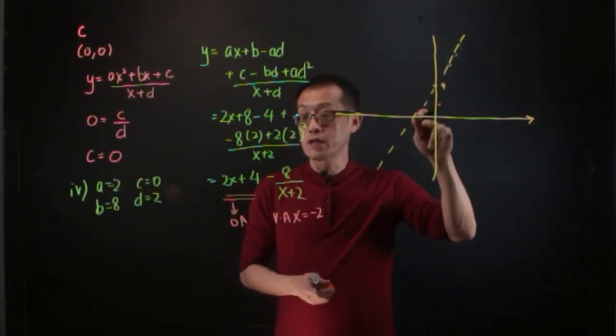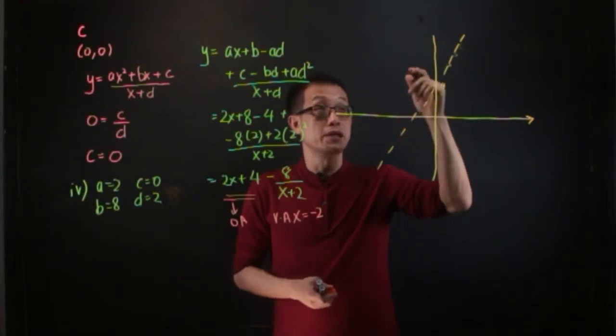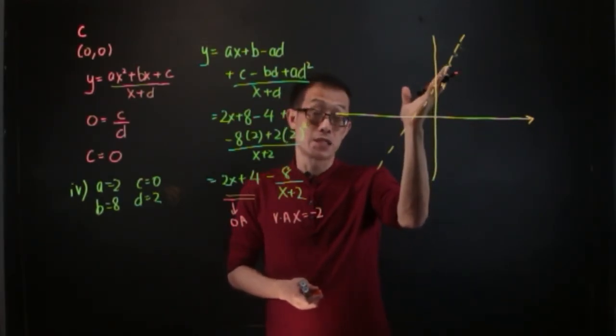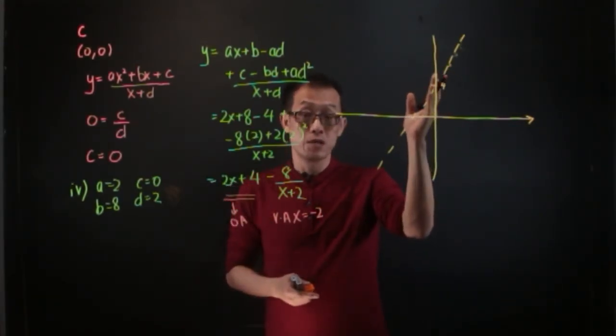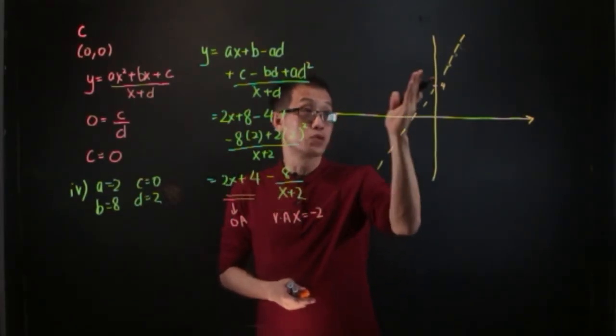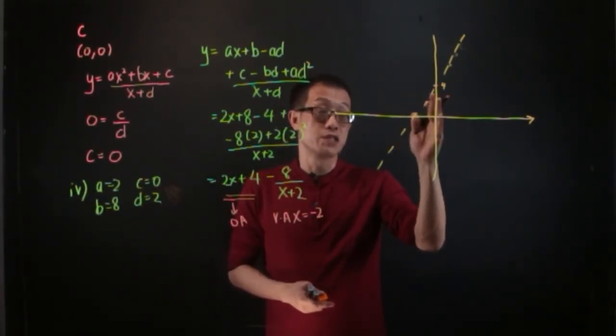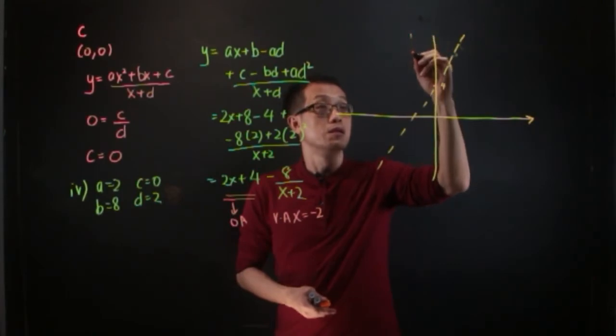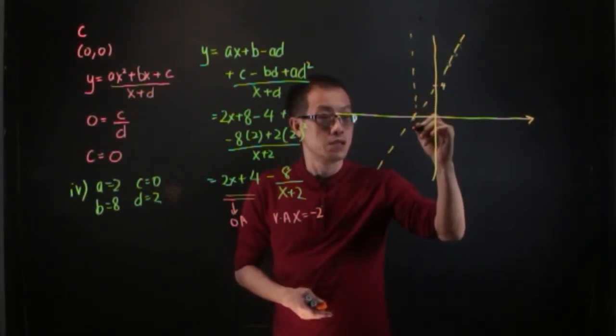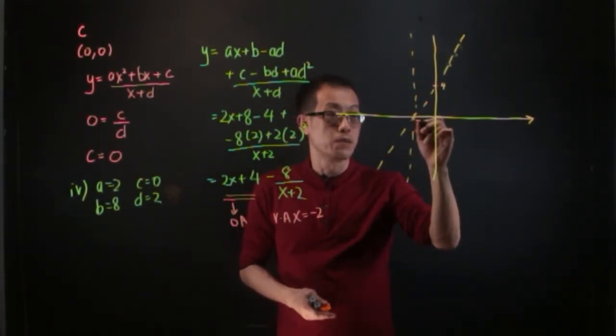Because this gradient is 2, and this is 4, this should be minus 2. Because it's slanting this way, because it's positive. So the gradient is 2, so this one will be twice of this portion. So you got minus 2 here.